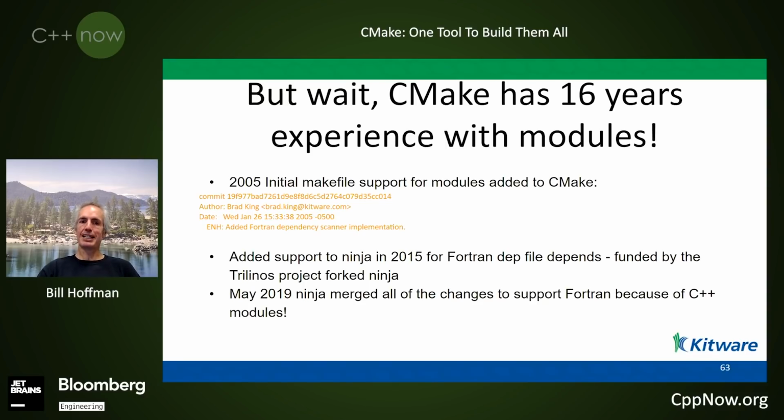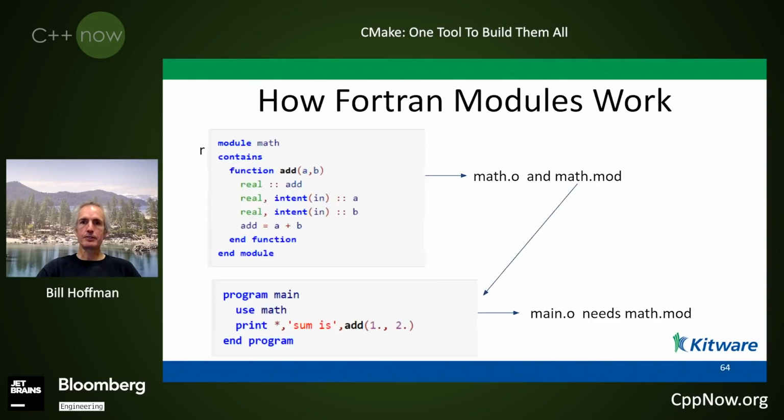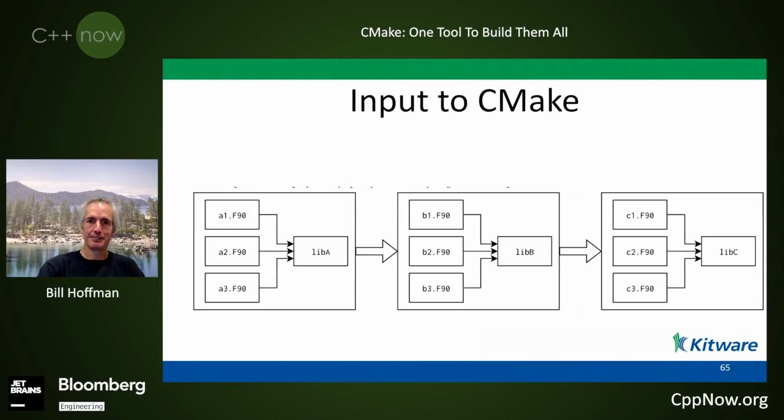But in 2019, Ninja merged all of our changes to support Fortran because of C++20 modules, realizing that to support C++, Ninja was going to need this work. So how do Fortran modules work? If you look at module math, when I compile this, it creates not only math.o, but math.mod. And then I've got my program main, which uses math with this little use math, and main.o needs math.mod.